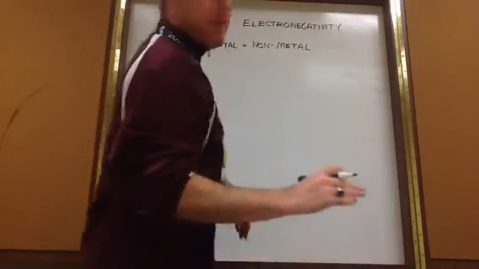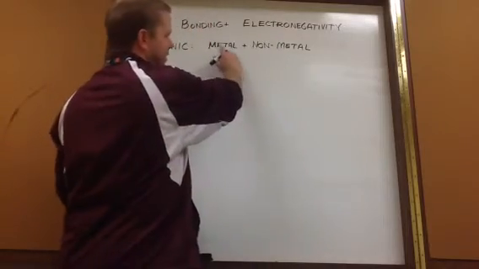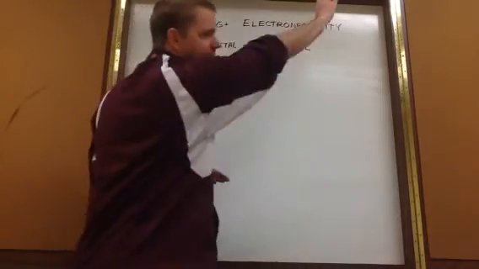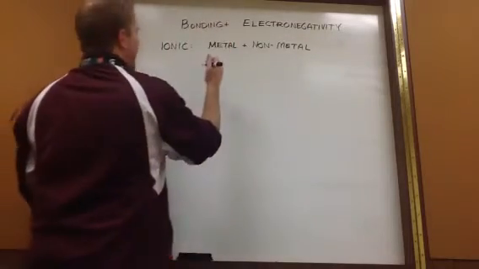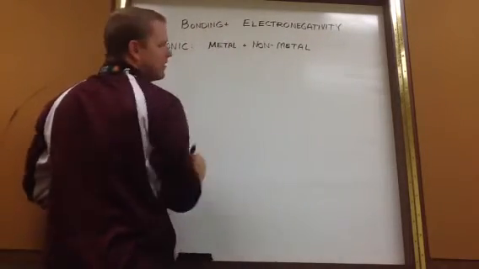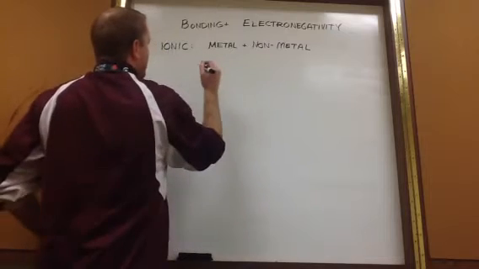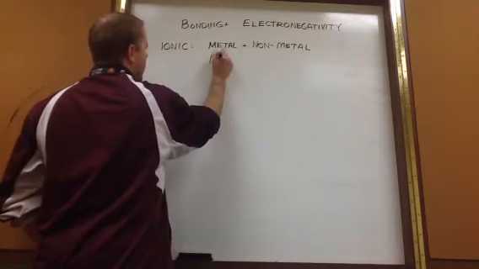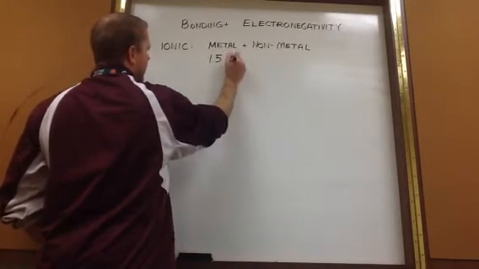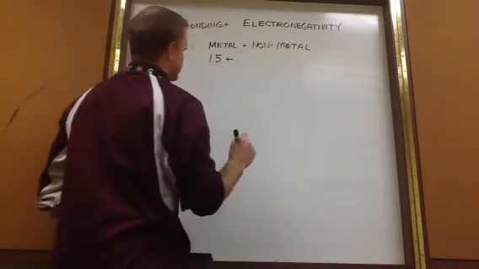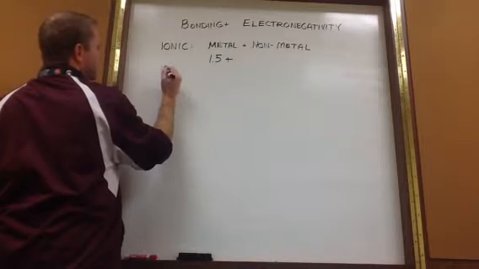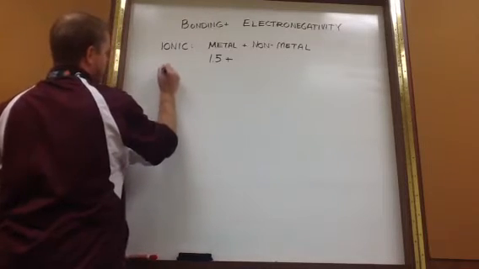How am I going to know that? Remember, to the left of our staircase are our metals, to the right are our nonmetals. There's a lot more metals than there are nonmetals. And in general, the electronegativity difference between them will be 1.5 and above. So 1.5 plus.